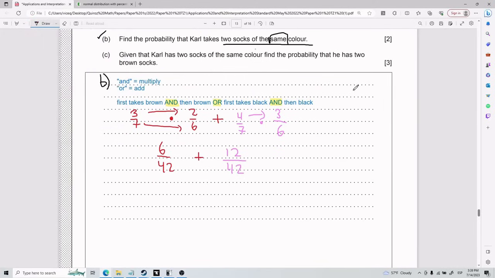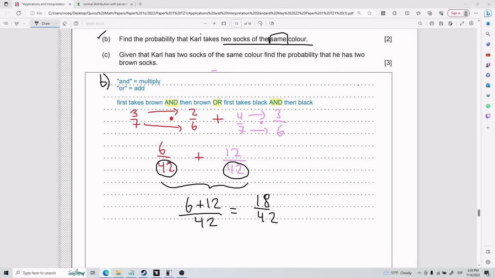When you are adding, the only thing that matters is that the denominators are the same. So if the denominators are the same, this suddenly turns into 6 plus 12 divided by 42. The denominators do not add. They just need to be the same in order for you to be able to combine them. So 6 plus 12 is 18 divided by 42, which is 3/7, pretty much 0.429 in decimal, or in percent, 42.9%.